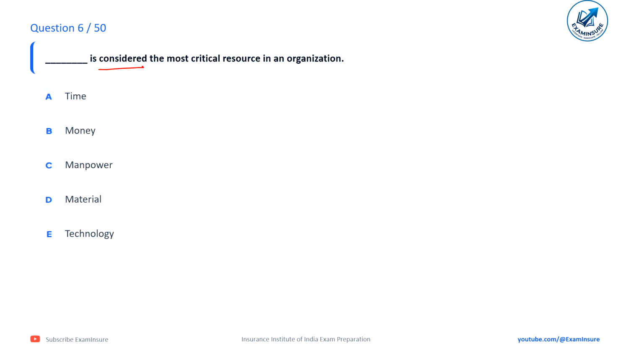Which of the following is considered the most critical resource in an organization? किसी भी organization में most critical resource क्या होता है? Time, money, power, material और technology. So here the correct answer is manpower.